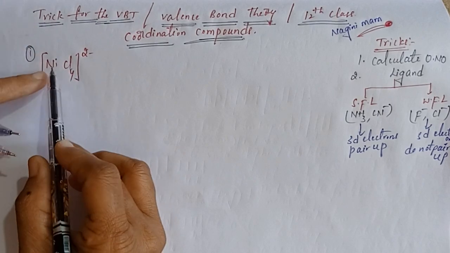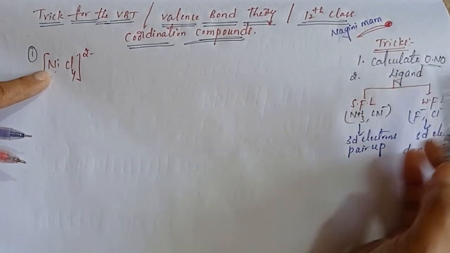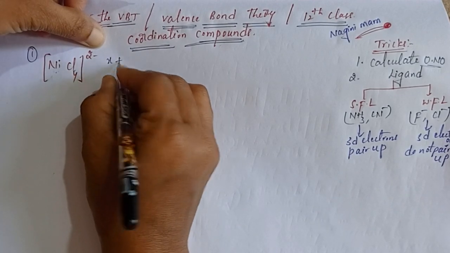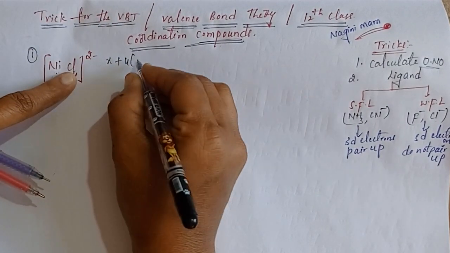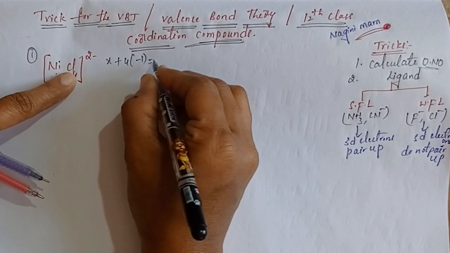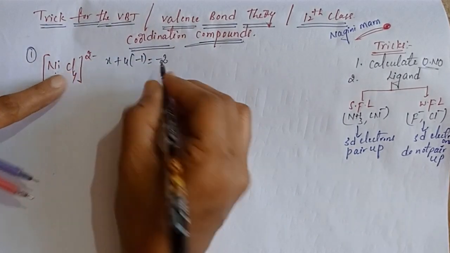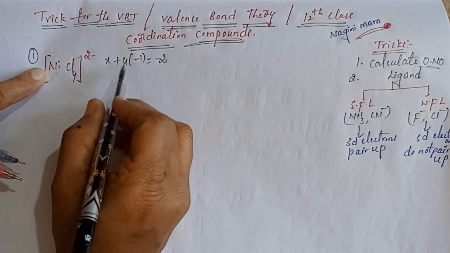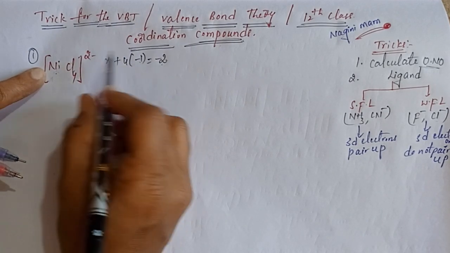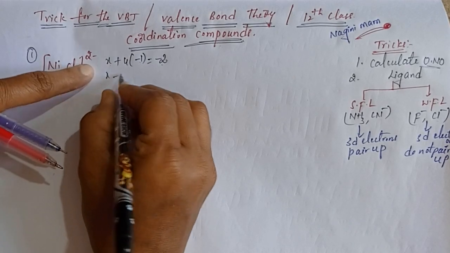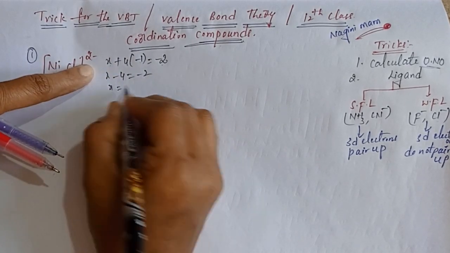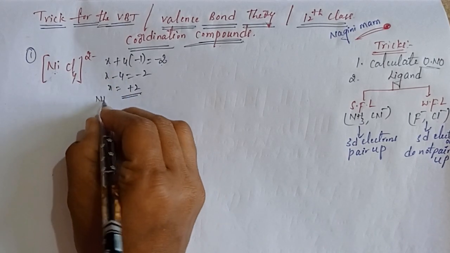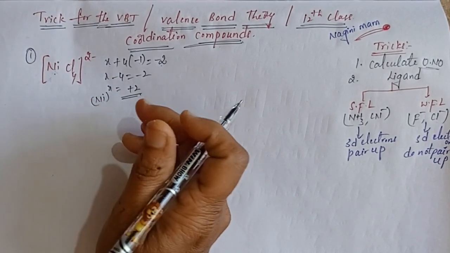Now I'm going to calculate the oxidation number of the central metal atom. I'm taking it as X. X plus 4 chlorines; chlorine's oxidation number is -1, so 4 chlorines give -4, and the charge is -2. Then X minus 4 equals -2, so X is equal to +2. This is the oxidation number of nickel: +2.